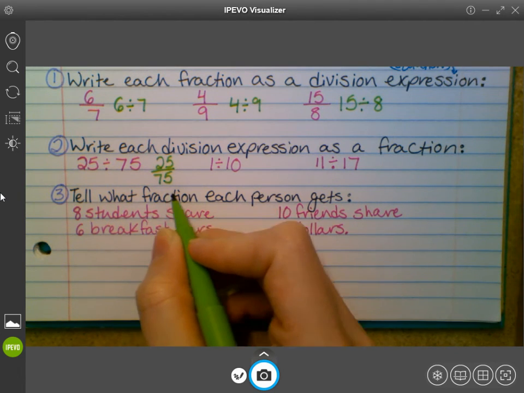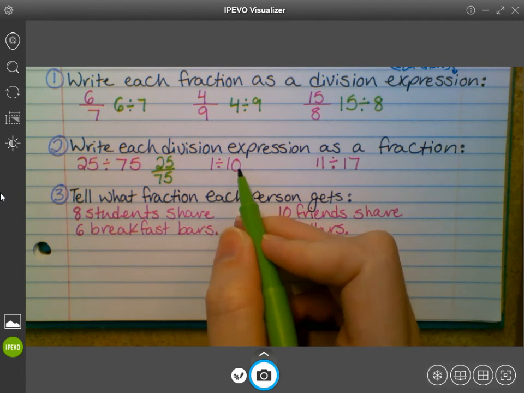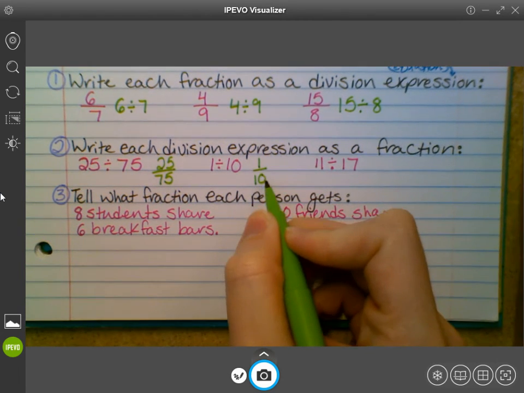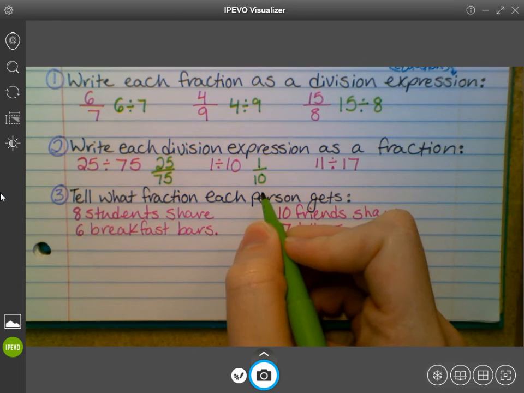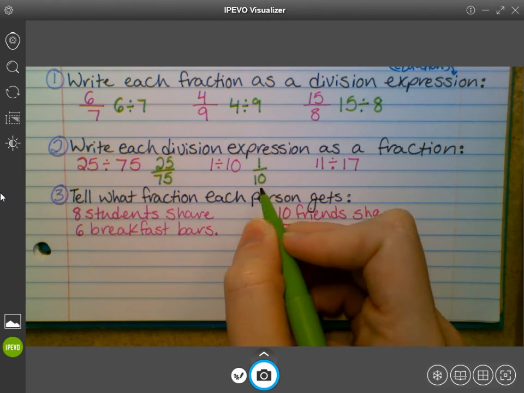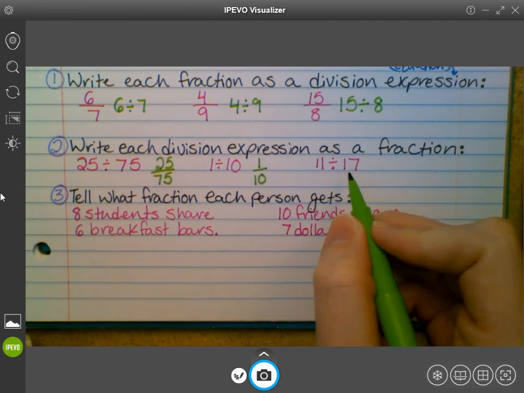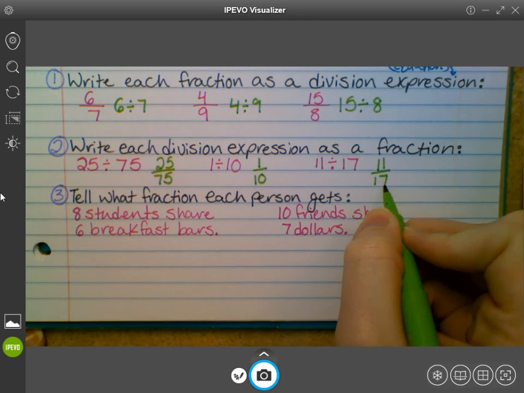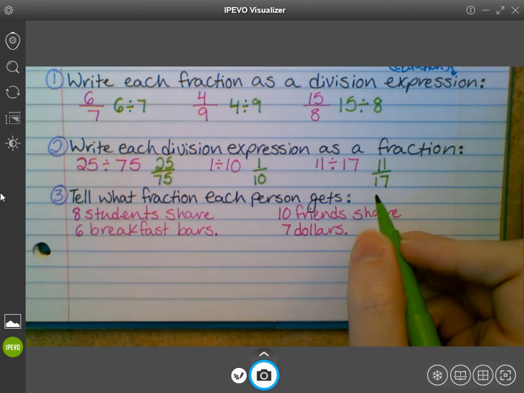Awesome. Our second one, 1 divided by 10, that is the same as 1/10. Give me a thumbs up if you got 1/10 correct. Okay. Then our third one, 11 divided by 17, that is the same as 11/17. Give me a thumbs up if you got that one correct.